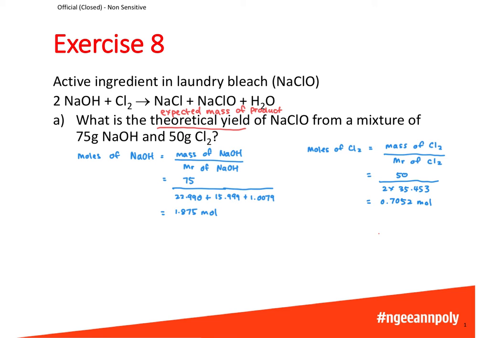Now let's take a look at the stoichiometric ratio in the chemical equation. So we see that 2 NaOH reacts with 1 Cl2. So the stoichiometric ratio of NaOH to Cl2 is 2:1. Now let's compare the moles of NaOH and Cl2 that we have with the stoichiometric ratio. Again, we can start from either reactant. So for this example, let's start with NaOH. So let's just first write down that stoichiometric ratio of NaOH to Cl2 is 2:1.